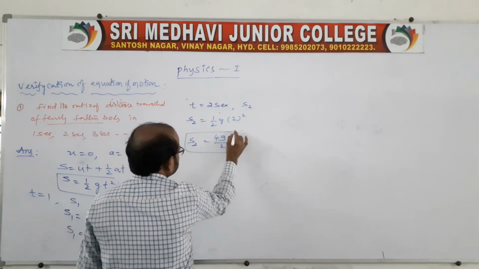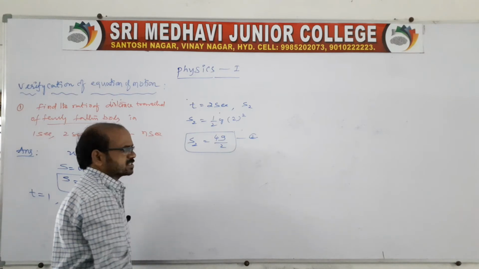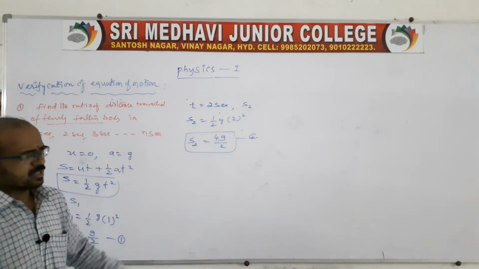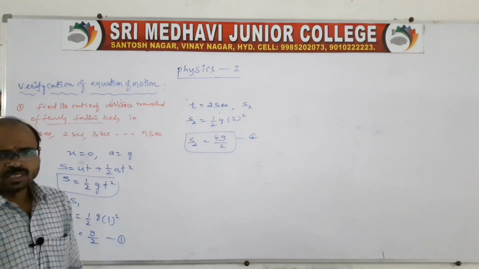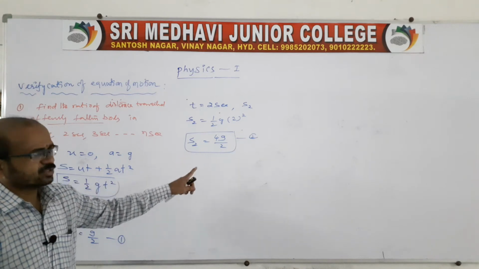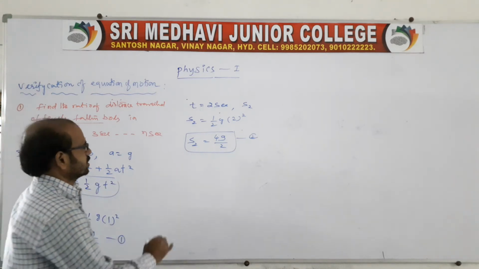This is the expression for 2. See, you do not cancel 2 ones, 2 2s, because in the final we are taking the ratio. In that ratio, what will happen? The g by 2 will be cancelled. So, I will show you.